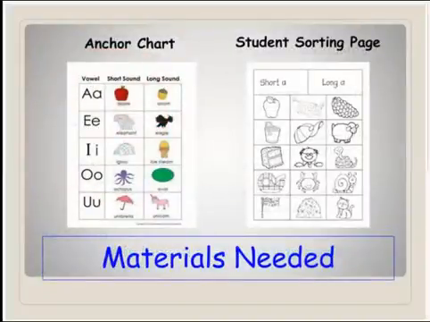The next few slides will show you pictures of resources and materials that you will need to support you through this lesson. The first is the anchor chart. This anchor chart will be used as introduction to the lesson. This anchor chart could also be hung in your classroom as a resource for students to refer to. The student sorting page here is shown with the short A and the long A sound. There are additional pages with each of the vowel sounds. Students will use this when it becomes the student engagement part of the lesson.